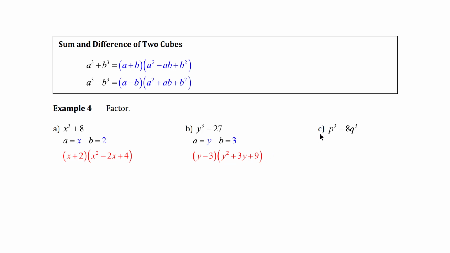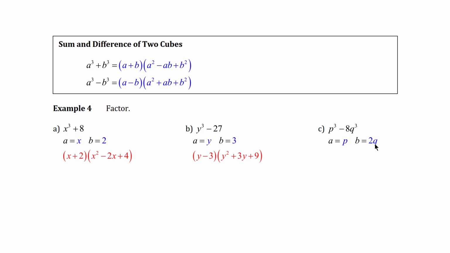Moving on to part C, we have p cubed minus 8q cubed. To factor this, we need to use the difference of cubes formula. First, we need to find our values for A and B. To find the value of A, we take the cube root of p cubed, which is p. To find the value of B, we take the cube root of 8q cubed. This is 2q. So our value for A is p, and our value for B is 2q.